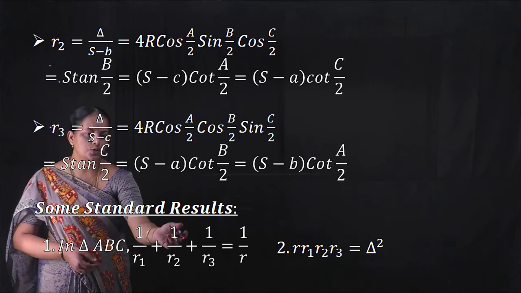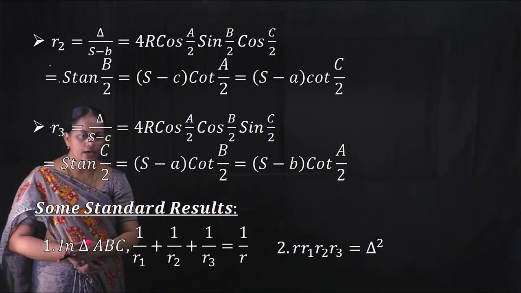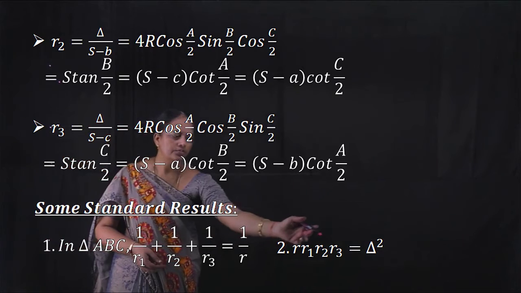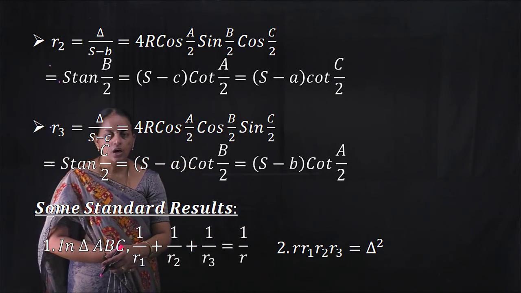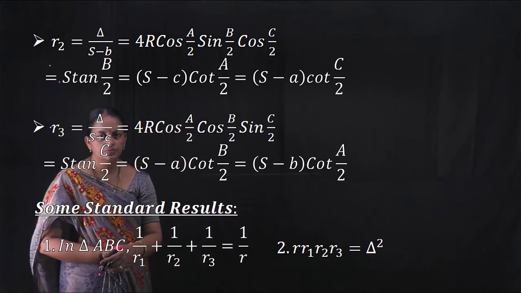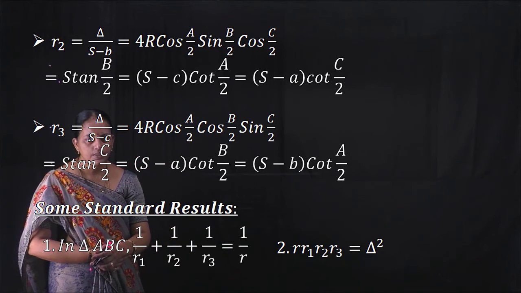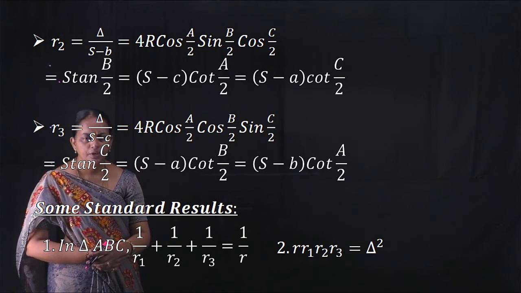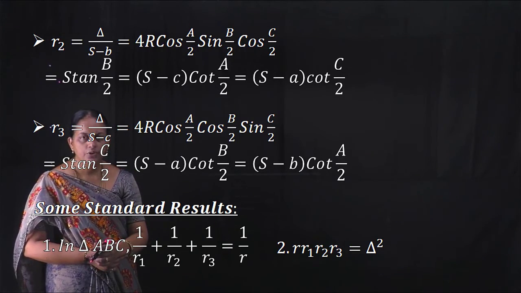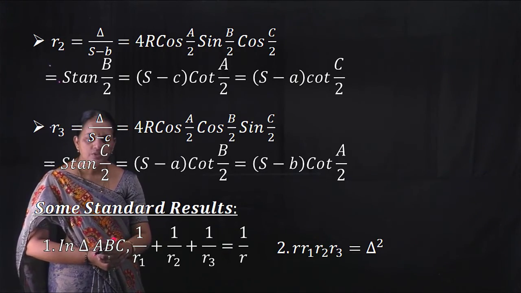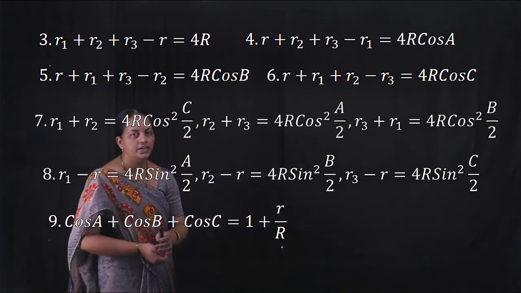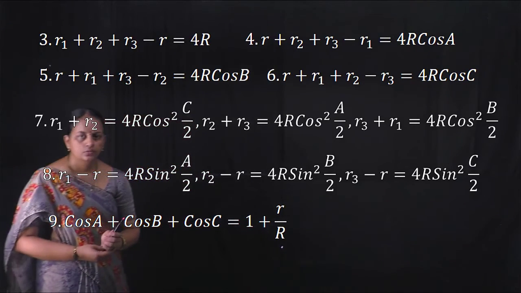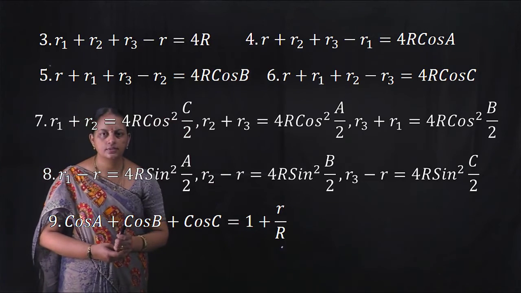Okay, and we know that in triangle ABC, 1 by R1 plus 1 by R2 plus 1 by R3 is equal to 1 by r, and R1 R2 R3 is equal to delta square. All these formulae are very much useful in solving JEE questions. Already we derived them in previous sessions. Next we are going to learn some standard results. We must remember all these results.